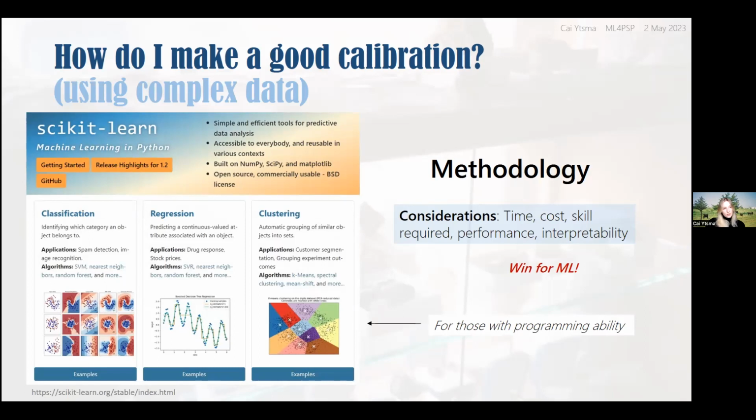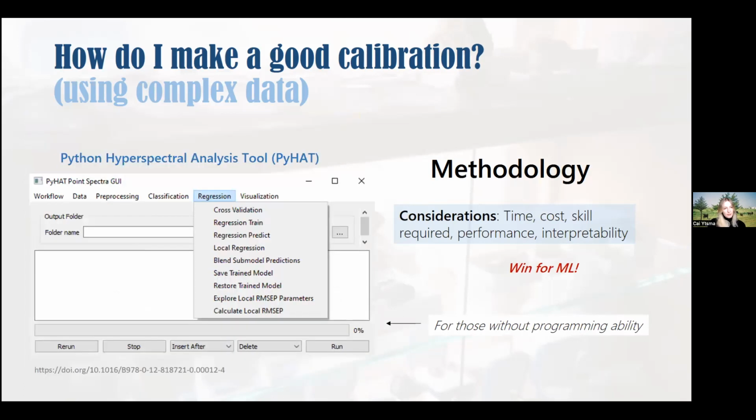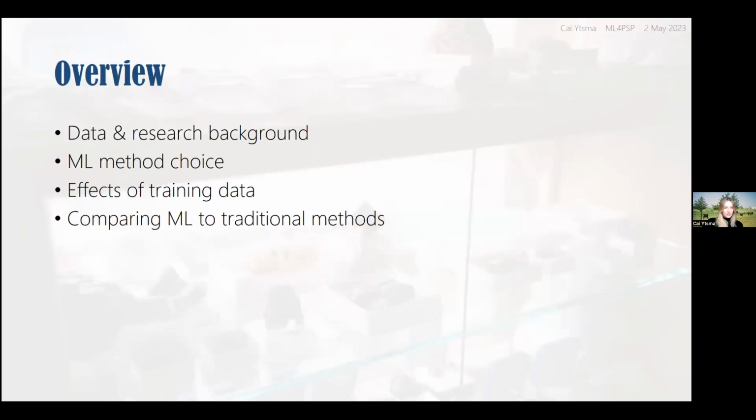Their models are also used by PyHAT, the Python hyperspectral analysis tool, which needs no programming skill and was developed by NASA scientists for planetary research. And my non-coding coworker uses this exclusively for her research. So there's options.